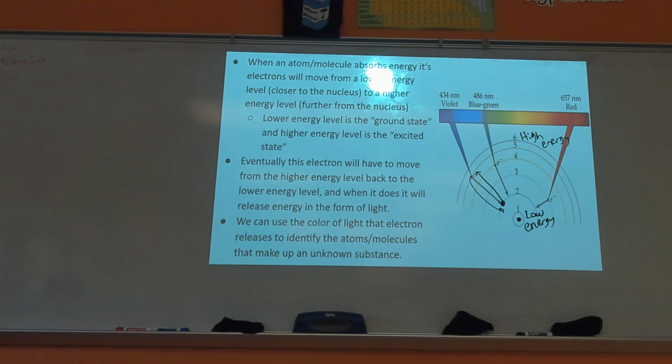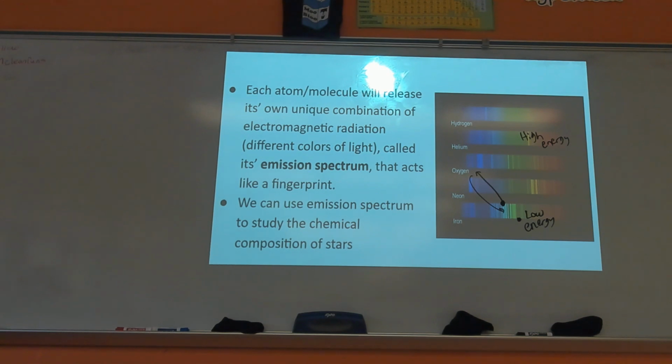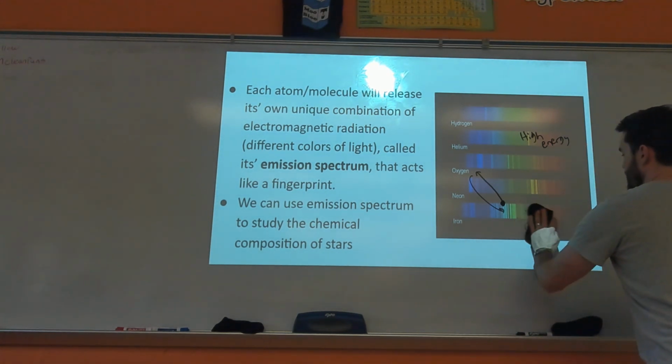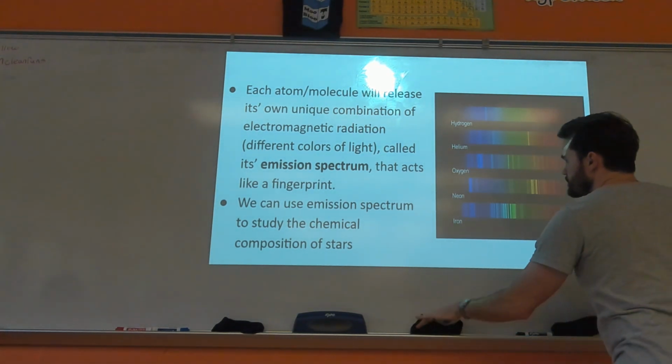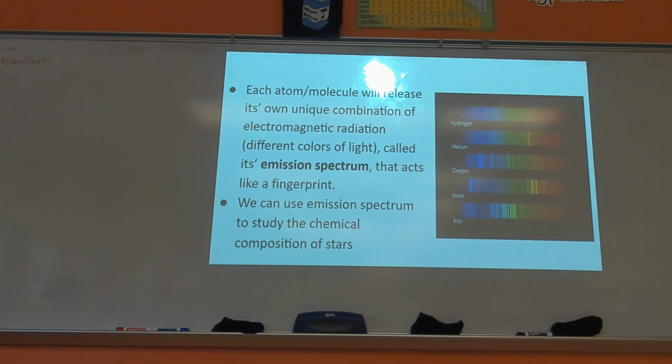Any questions on that? All right. This slide is basically giving you the same thing. Everything I described there, each element having its own unique color of light, we call that the emission spectrum. Emission means to emit something, to release something. We are emitting light. Spectrum is like the range of values something can be. So we're emitting different colors of light. And again, that's going to act like a fingerprint. Each element gives off its own unique color of light.